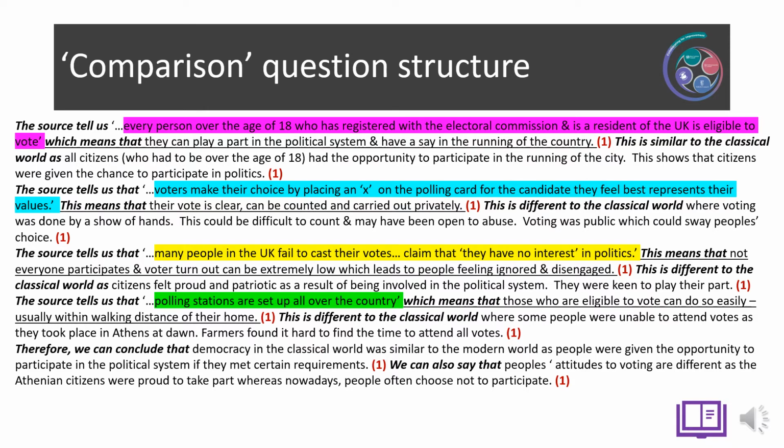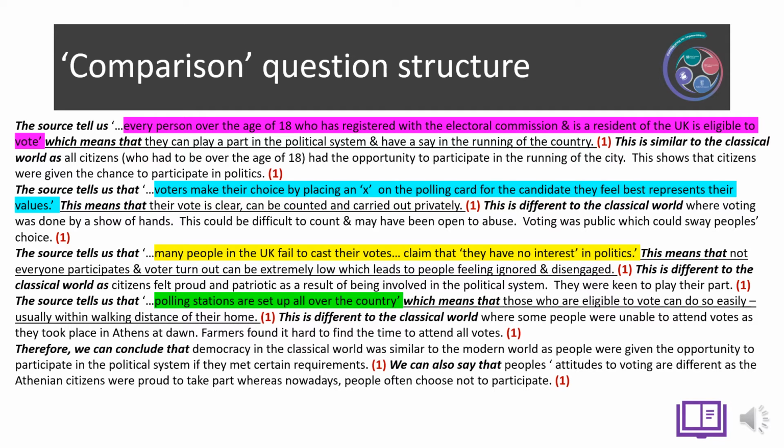The source tells us that, quote, many people in the UK fail to cast their votes and claim that they have no interest in politics. This means that not everyone participates, and voter turnout can be extremely low, which leads to people feeling ignored and disengaged. This is different to the classical world, as citizens felt proud and patriotic as a result of being involved in the political system. They were keen to play their part.